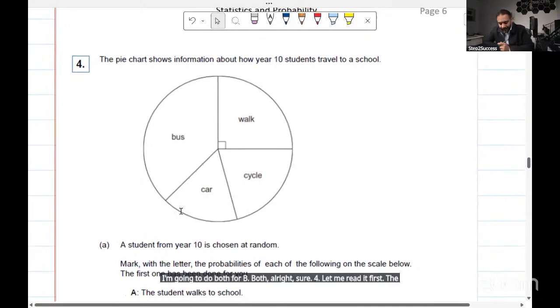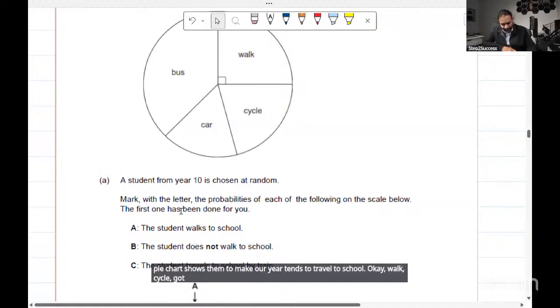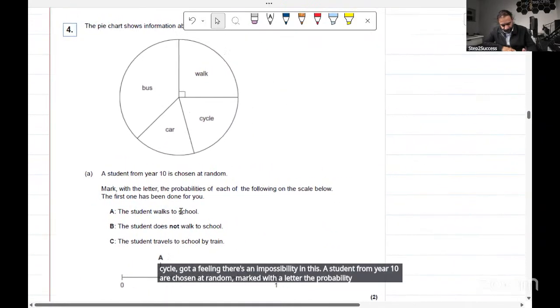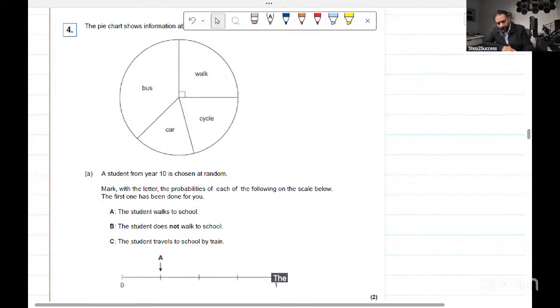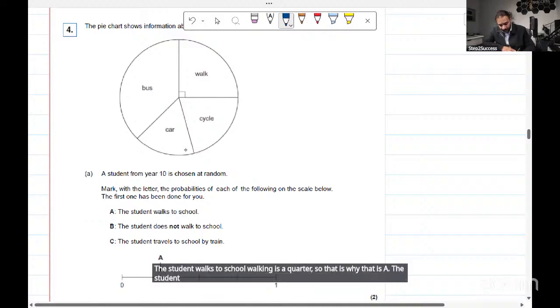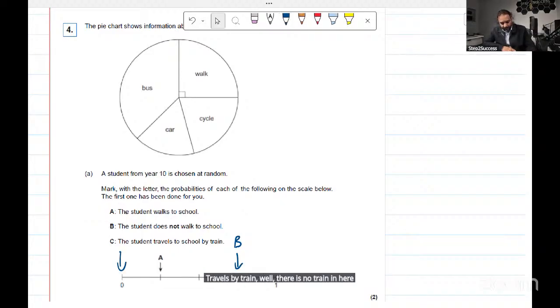The pie chart shows information how year 10 students travel to school. Okay, walk, cycle, car. I've got a feeling there's an impossibility in this. A student from year 10 is chosen at random. Mark with a letter the probability of each of the following. The student walks to school. Walking is a quarter, so that is why that is A. The student does not walk to school. That must be everything else, which is 3/4, which is there. Travels by train. Well, there is no train in here, which means the probability is 0.